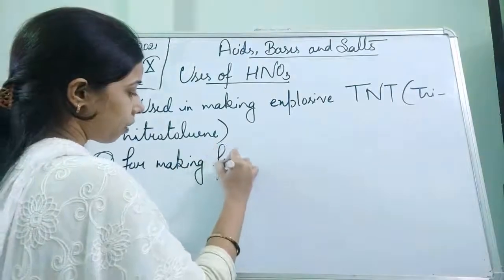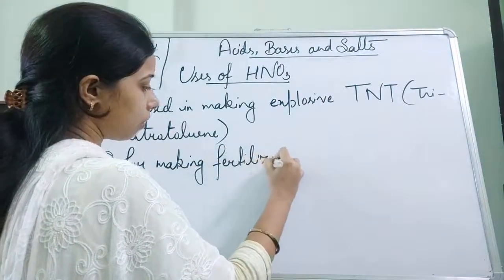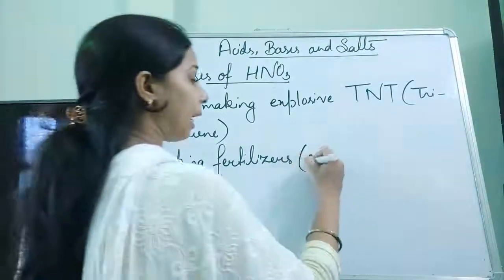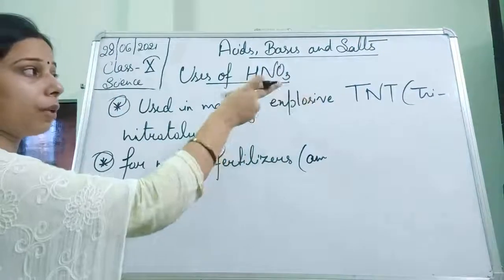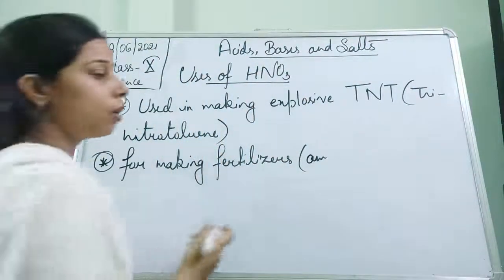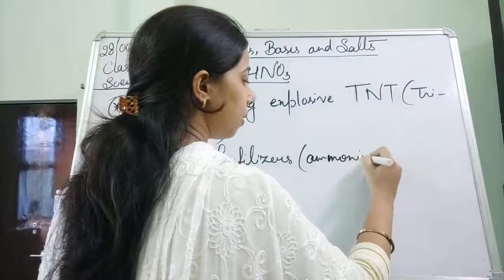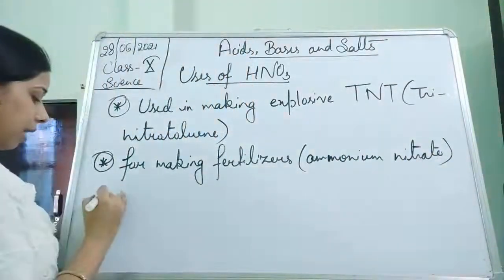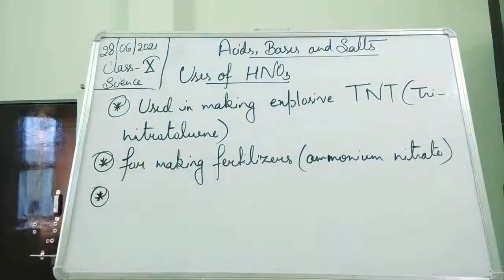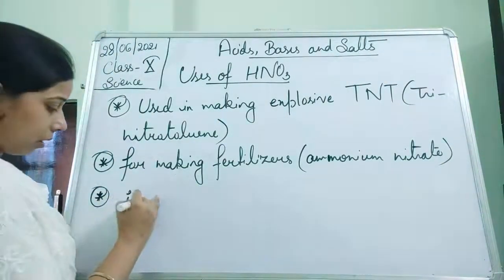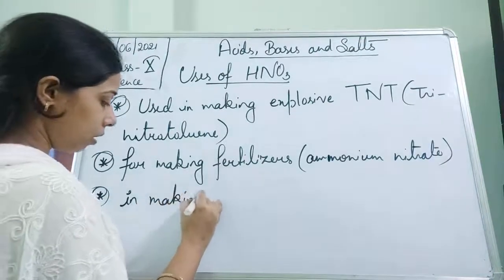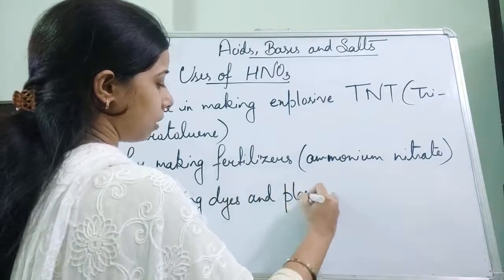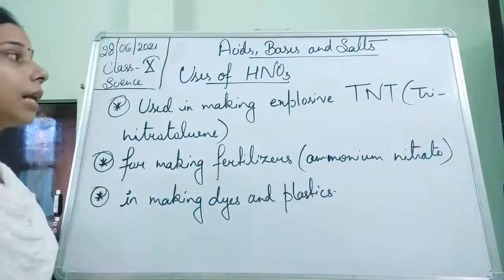Making fertilizers, like ammonium sulfate or ammonium nitrate. Sulfate is from the sulfuric acid, and since it consists of a nitrate, ammonium nitrate. Then it is also used in making dyes and plastics.